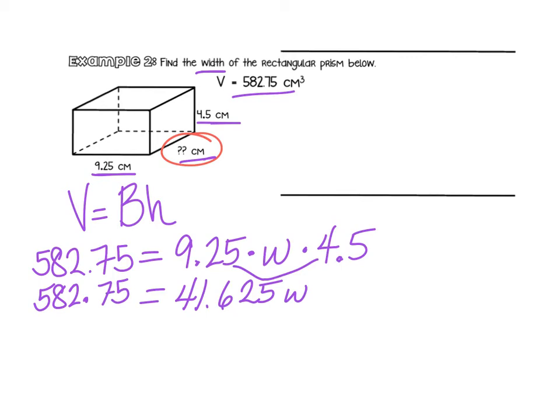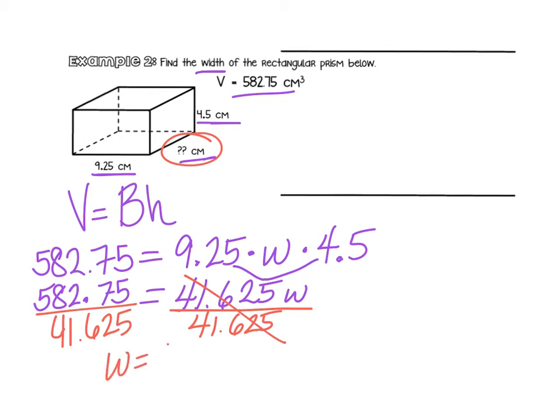Now I need to solve my equation using inverse operations. This is being multiplied, so I'm going to divide, which is the inverse of multiplication. To keep things balanced, I'm going to divide by the exact same value on the other side. Those cancel out, and W equals 14 centimeters. Again, I can check by substituting in 14 right here to see if it does indeed equal my volume.